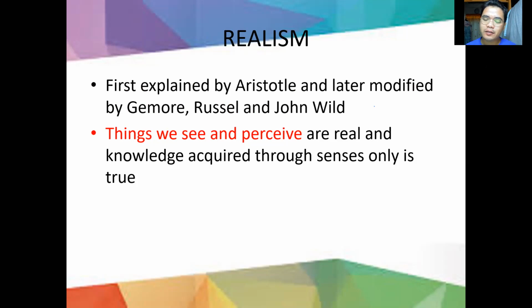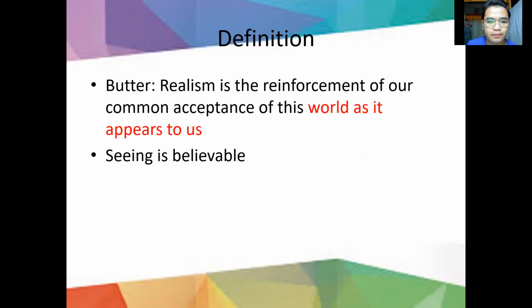So it seems like what you see is what you believe, something like that. To see is to believe. You don't believe in something unless you see it. Okay, pero pag idealism, you have to believe in it first before you see it. But for realism, I don't want to believe in it because I don't see it. That's realism. Okay? So things we see and perceive are real only when it is acquired through our senses.